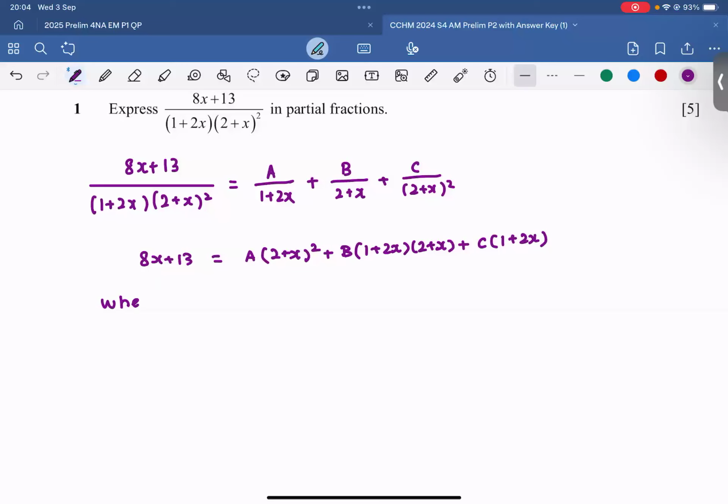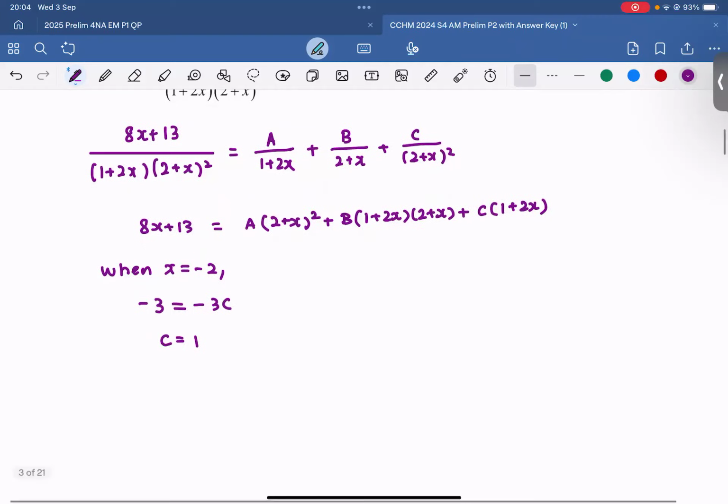So we let x be -2. So this will be -3. This will be 0. The B will also disappear. You're left with -3C, so C equals to 1. Next, you can let x be -half. So this will give me 9. Put -half into here will be 9 over 4A. Put -half into these two, your B and C will disappear. So A is just equals to 4.